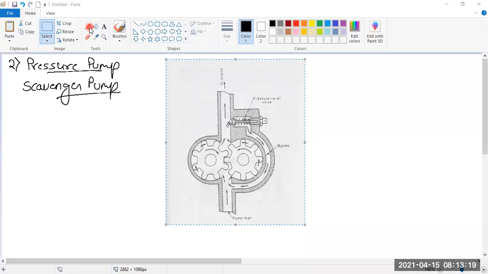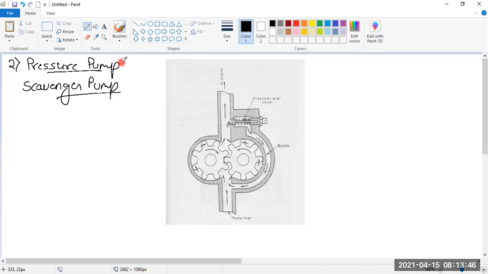See, the second component is the pressure pump, and we have to also study a scavenger pump. Pressure pump is the pump which is going to create the pressure in the oil system. There is a tank. From the tank, the oil will go into the pressure pump. Pressure pump will create the high pressure for the oil, and that high pressure goes into the downline in the oil system.